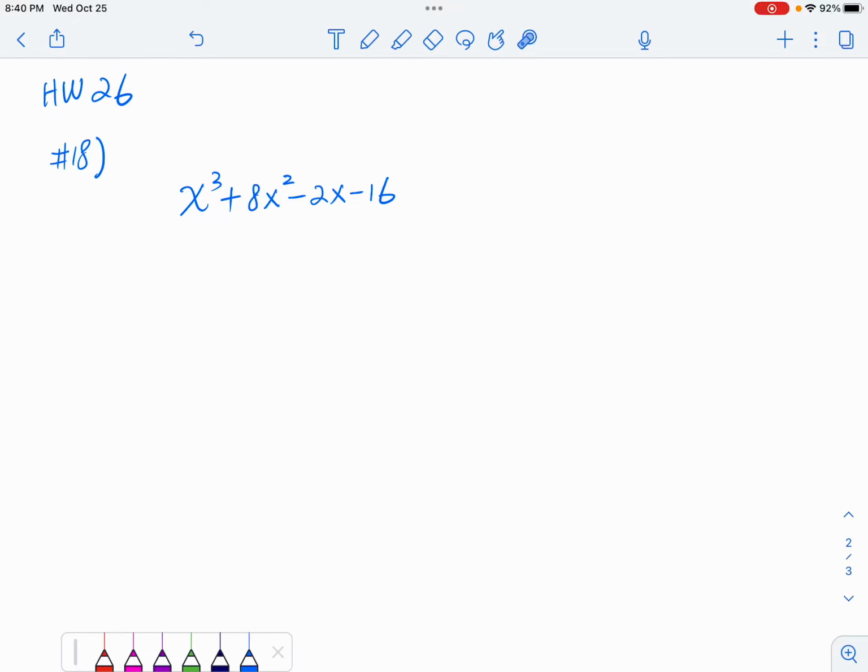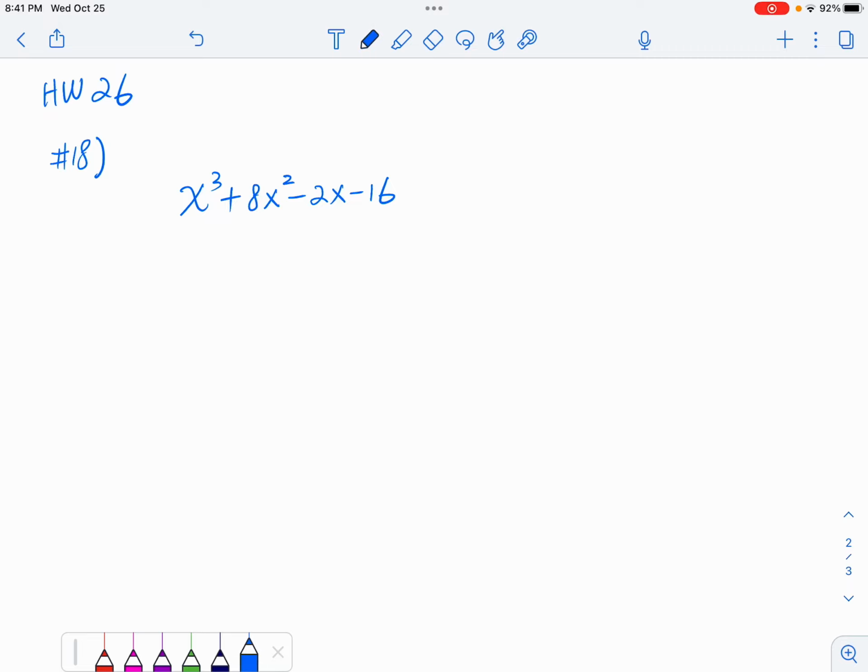Hi guys, this is homework number 26, problem 18. Here we need to factor this expression. By the way, this is not called an equation, it's just an expression because there's no equal sign here, right? So it's called an expression, not an equation.